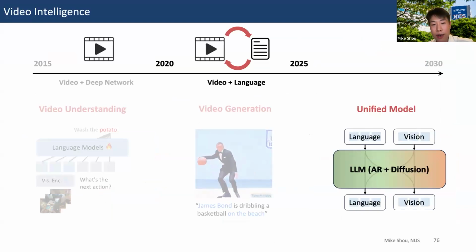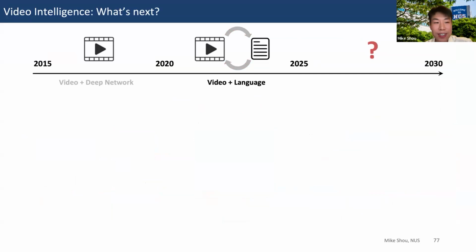So far, I have been sharing essentially the work we did, trying to unify understanding and generation into one single model. And this probably is what we are excited about at the end of 2025. Then I've been thinking about, okay, what should be the next thing we should do? In the next 5 years, what might be the more promising directions?